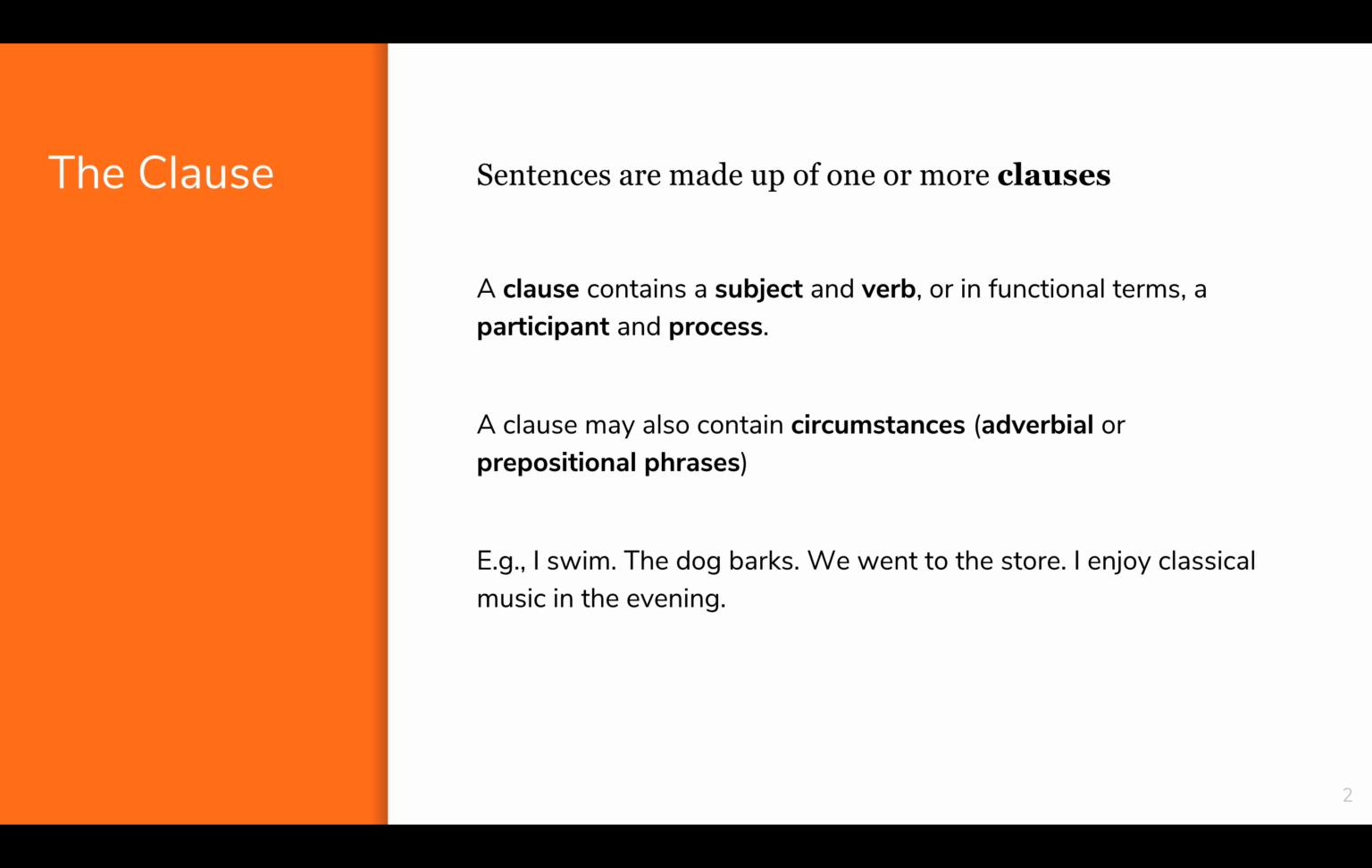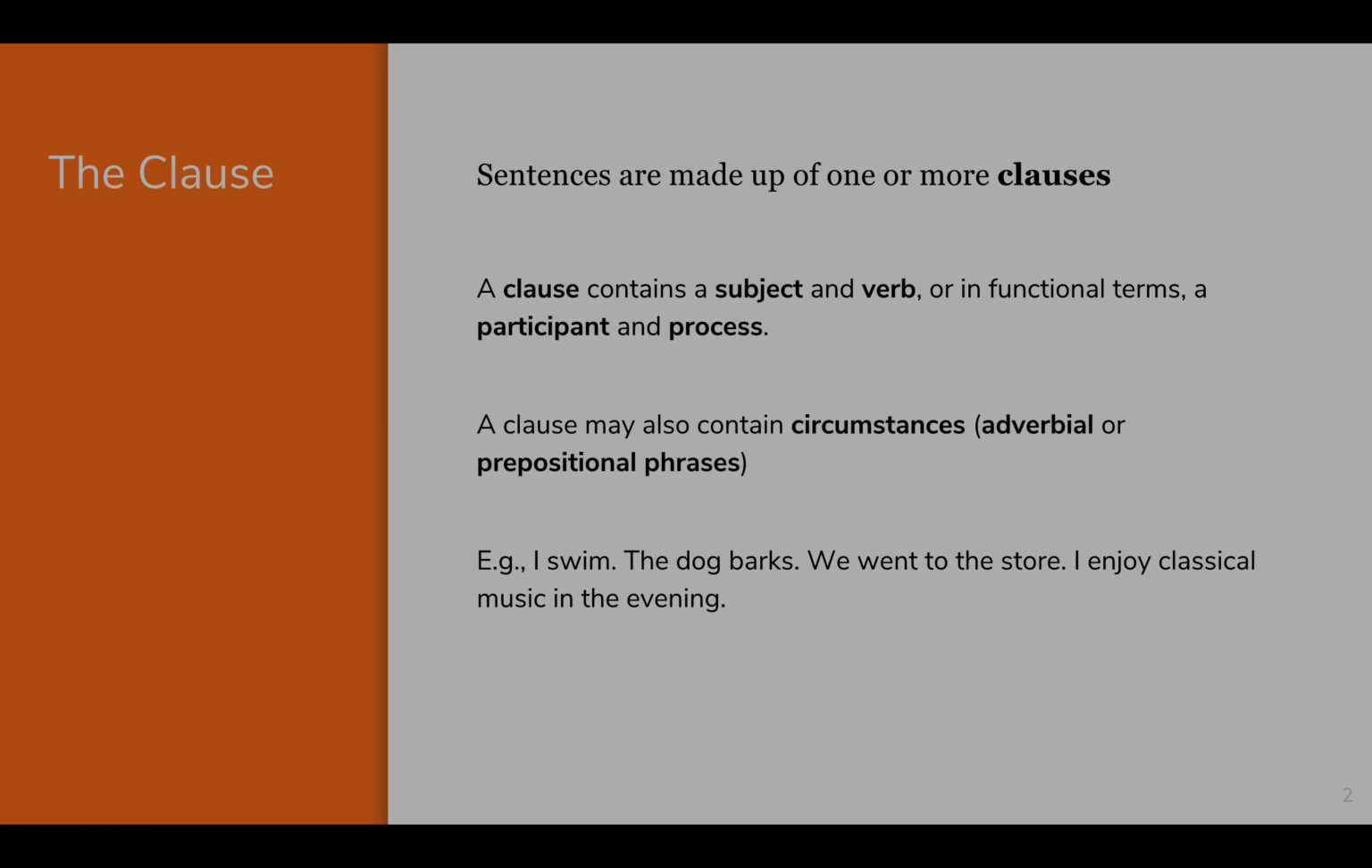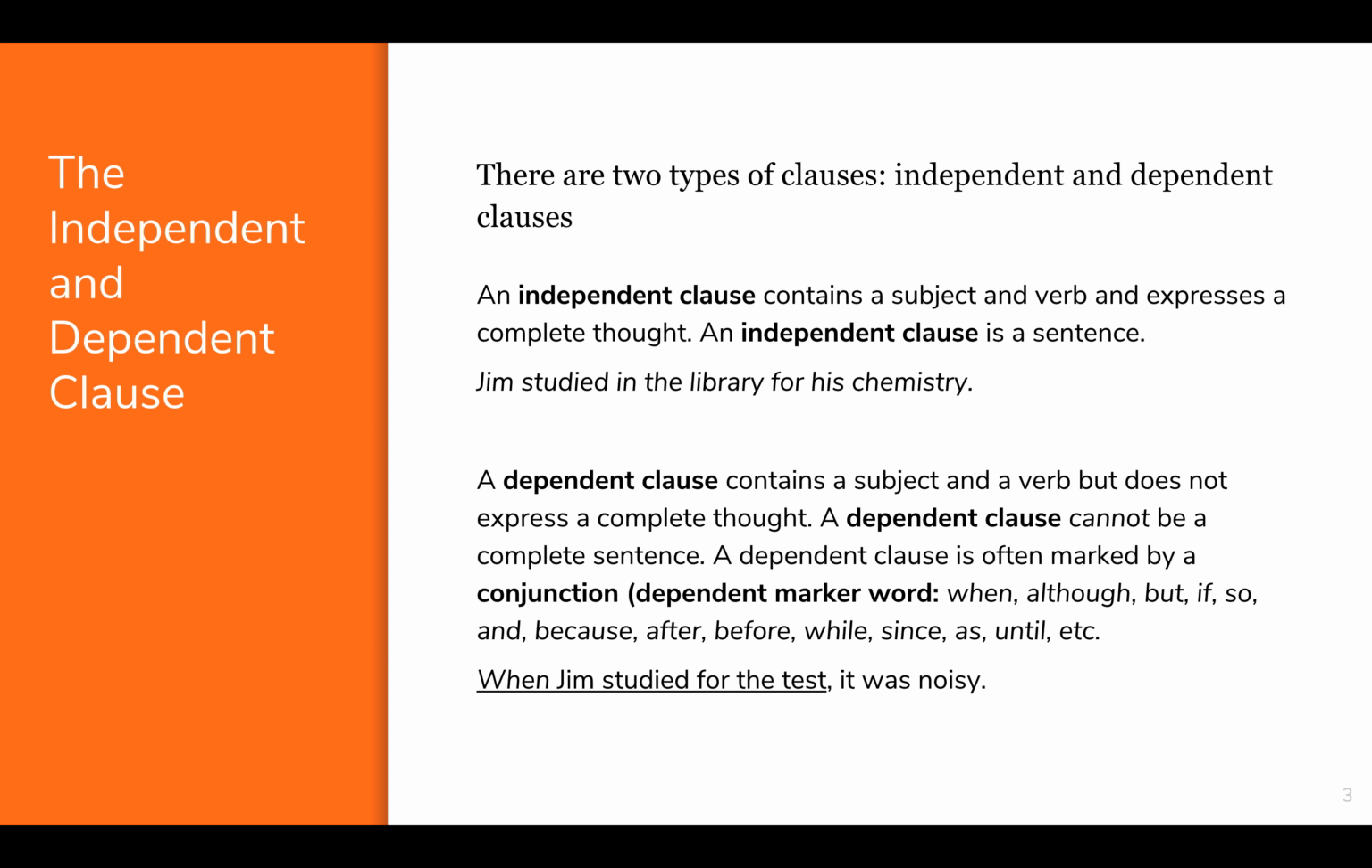It's got a participant and a process. The dog barks. We went to the store. I enjoy classical music in the evening. These all have one original thought. But there are two types of clauses. There are independent and dependent clauses. An independent clause contains a subject and a verb and expresses a complete thought. So an independent clause is a sentence, such as Jim studied in the library for his chemistry test.